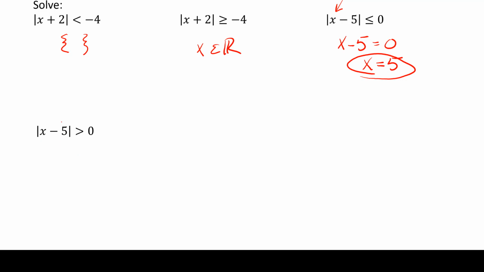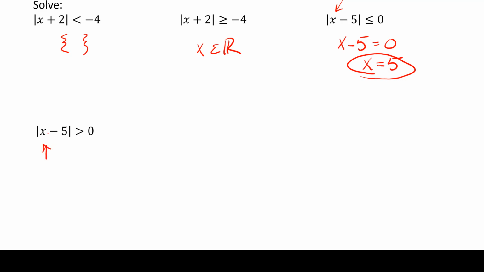Over here, you have the absolute value of x minus 5 is greater than 0. Now this is a little bit tricky because an absolute value can equal 0. So we don't want x to be 5 here because that wouldn't make this a true statement. So we know that the absolute value of x minus 5 is always greater than or equal to 0 because it's an absolute value. But if we just want it to be greater than 0, then we can only talk about values of x that are not equal to 5.